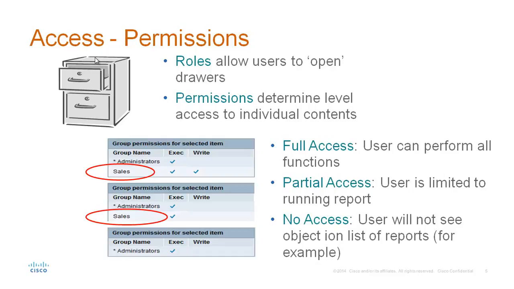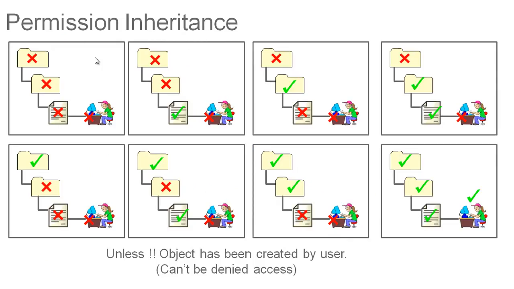Three levels of permissions are assigned. Full access, where users can perform all functions. Partial access, where a user is limited to running or viewing the report only. And no access, where a user will not see any object or, on that list of reports, for example.